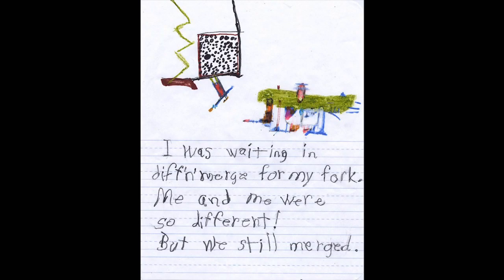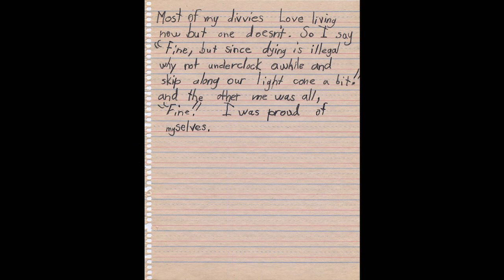I was waiting in different merge for my fork. Me and me were so different, but we still merged. Again, the idea of having to deal with splintering and then merging, having to actually deal with copies of yourself. Divided as an individual, like not an individual, but a dividual. The important bit in here, dying is illegal. Like that bit, you couldn't terminate your final instance of yourself, say.